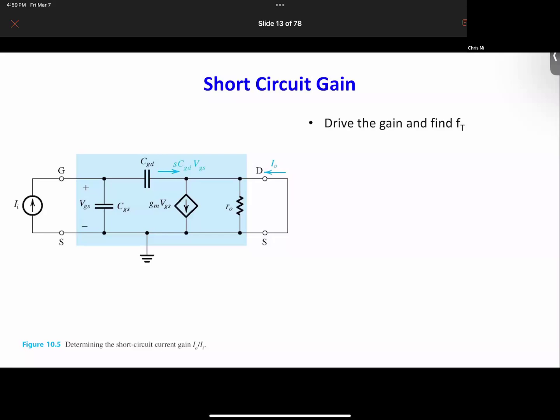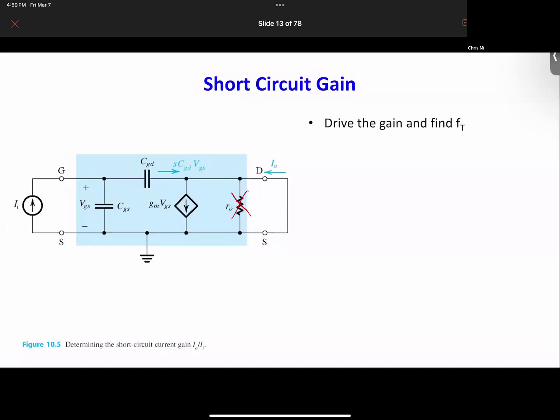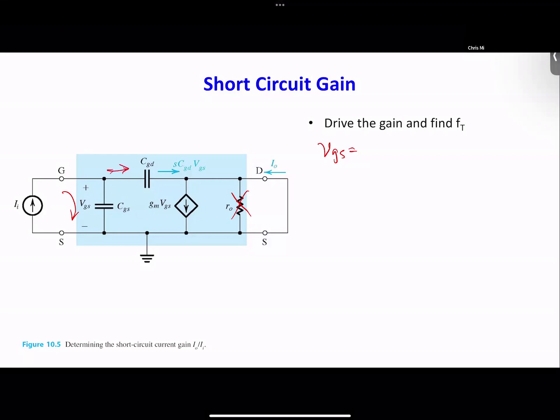Now, one thing you might notice already: if you short the circuit, how much current is in RO? Zero. So that one can basically be taken out. Now the first step is we can find VGS. You see the current coming in here, but of course, there's a node here, so not 100% of the current is coming this way. There's current coming this way and current coming that way, so we have to be careful.